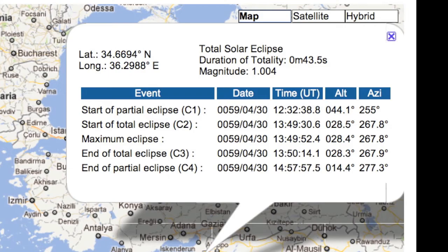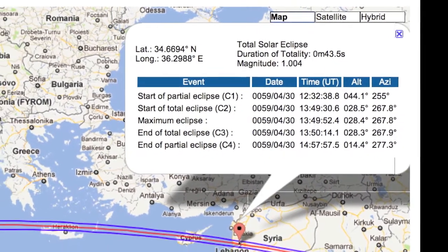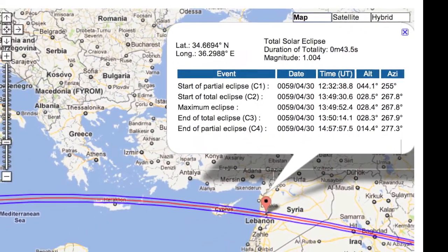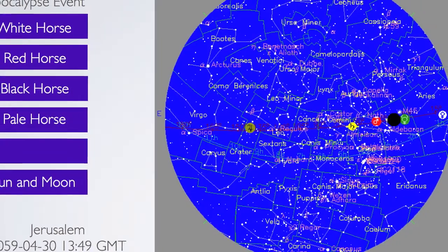You can find the path of the eclipse and the times for the eclipse on the NASA website. Taking those times and locations for the eclipse, you can plug those into Formulab, which is also online. Links will be provided below. Plugging those dates and locations into Formulab, this is the apocalypse event.